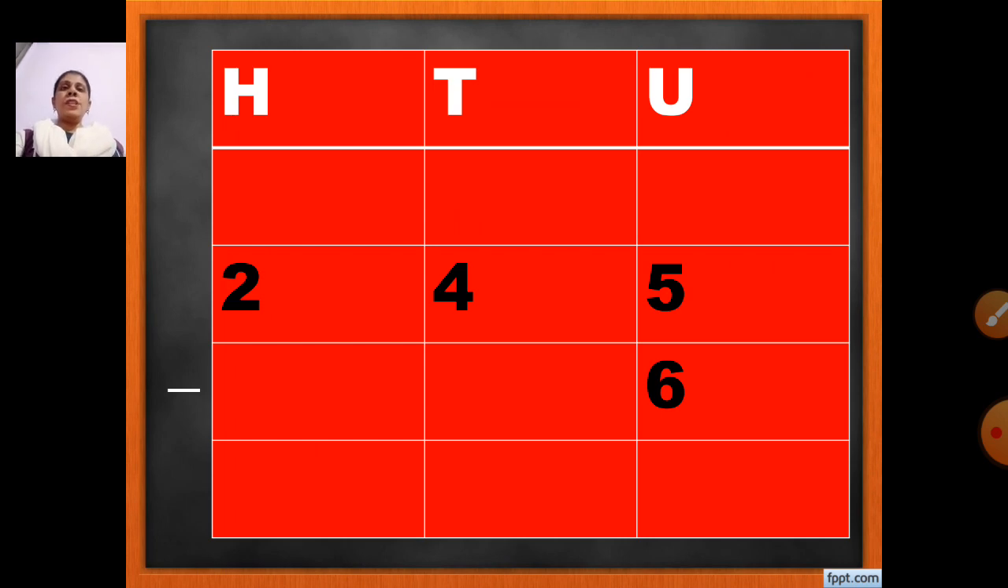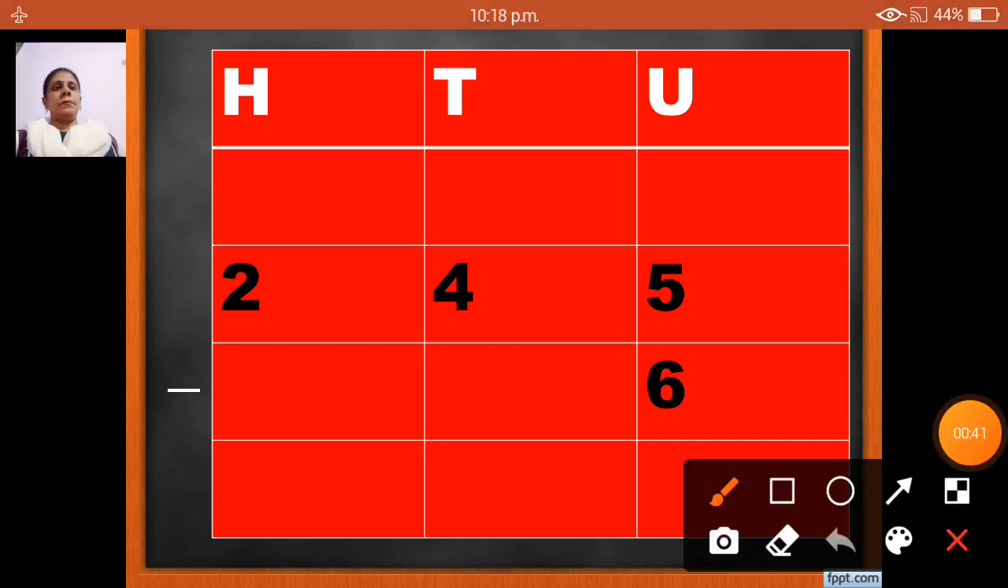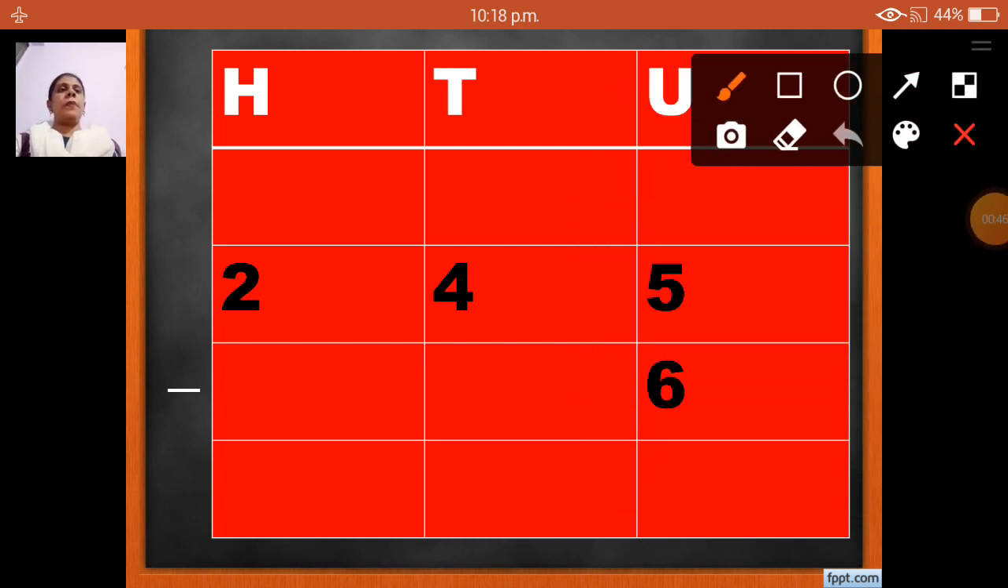Now the numbers are arranged according to their place value in the columns HTU, hundreds, tens and units. They are arranged vertically. So let us subtract. Now units with units, tens with tens and hundreds with hundreds. We are going to start from our unit side. So 5 minus 6. Now we cannot subtract 6 from 5 because 5 is a smaller number and 6 is a bigger number.